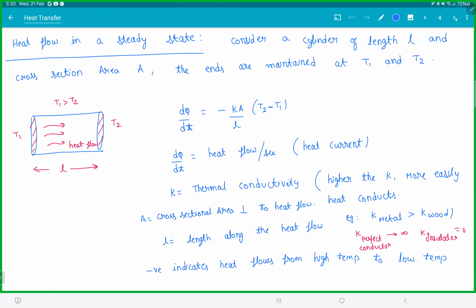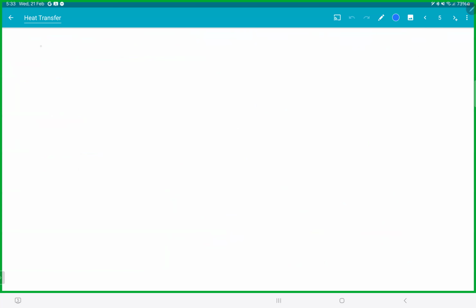So, last thing we just started with this conduction introduction. Let's write down this formula again. So, dQ by dt is minus KA delta T by L. Delta T is T final minus T initial. This is the equation for steady state.